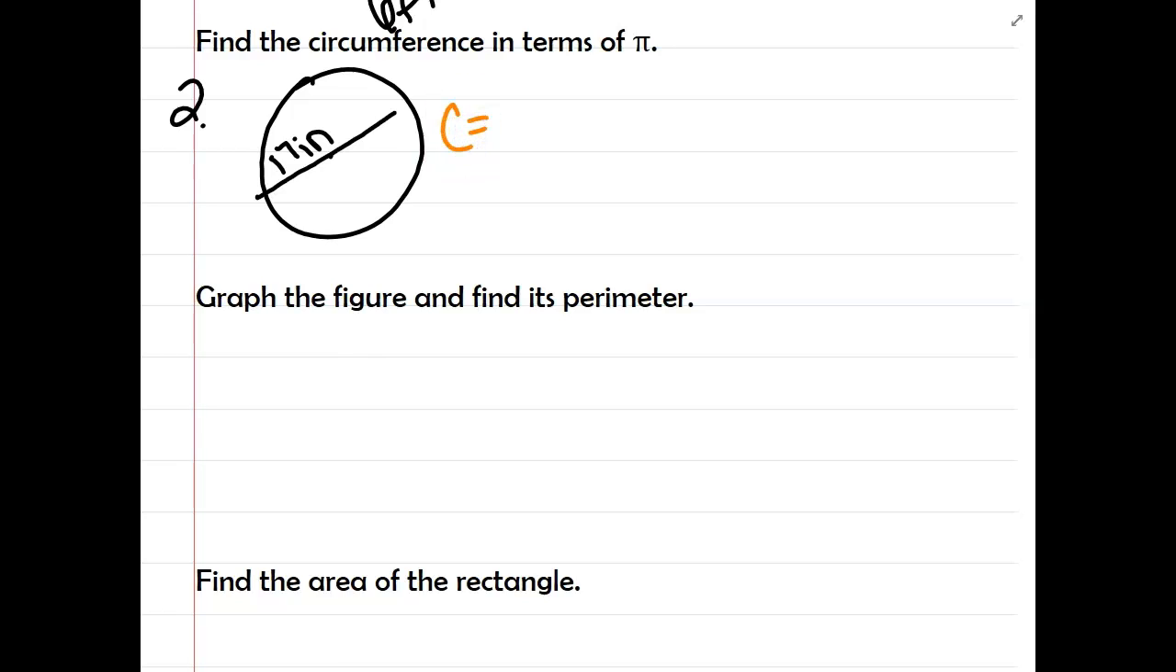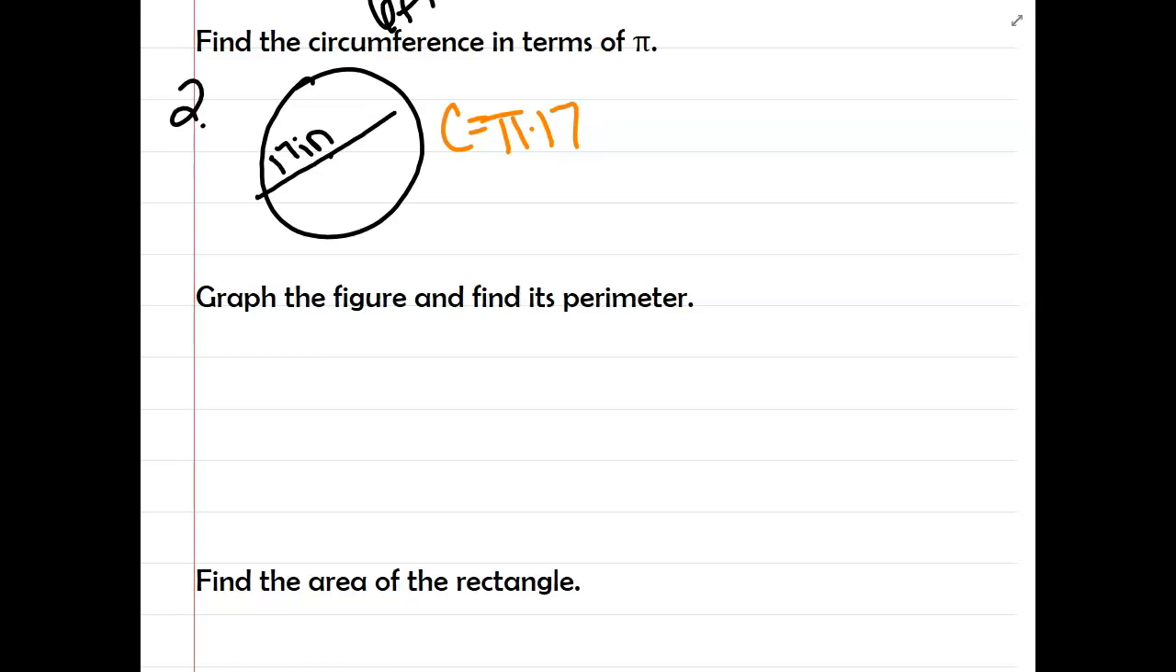When we talk about how am I going to find this, first of all, what information am I given? What is that 17? It's the diameter. So we have 2 formulas for circumference. We have pi times diameter or 2 pi r. In this case, all we have to do here is take pi times diameter.